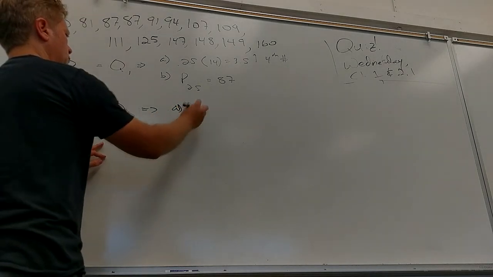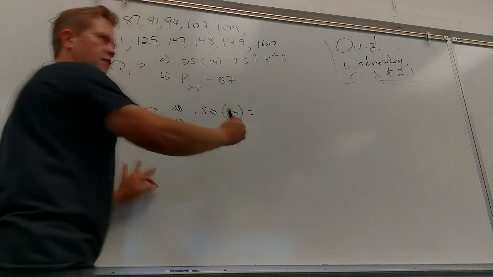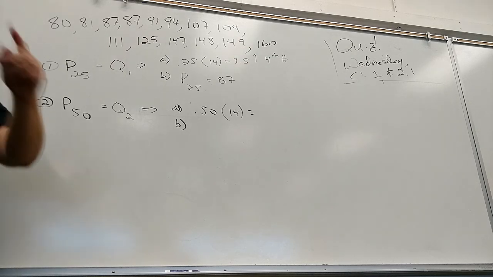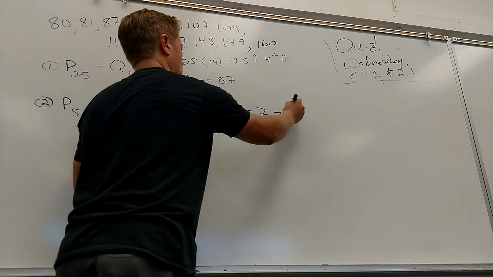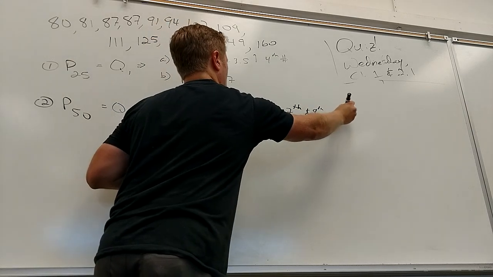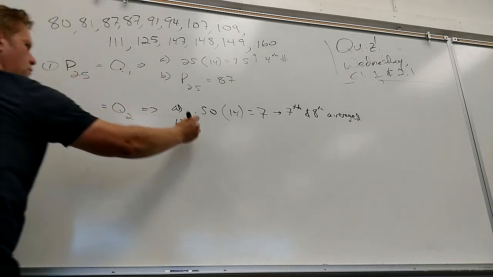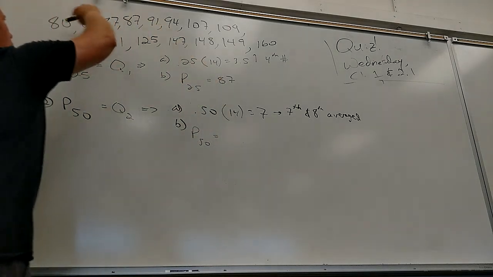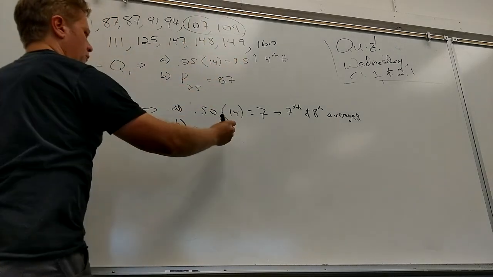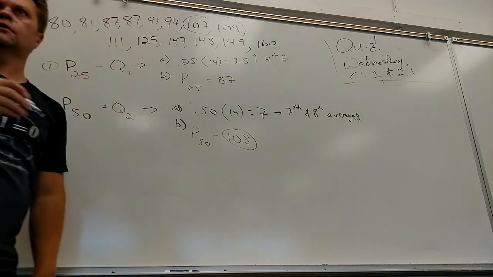So again, the two steps would be 50% of 14. Well, half of 14 is 7. That's a whole number, so what do I do? Average it out. Yeah, the 7th and 8th averaged. So that means that P50 will be 1, 2, 3, 4, 5, 6, 7, 8. The average of 107 and 109? 108. That's crazy.